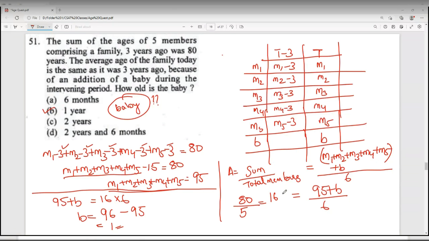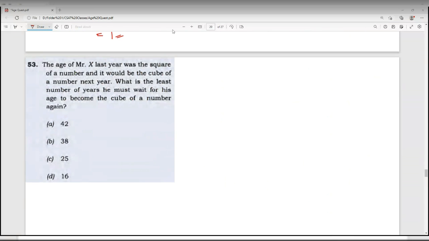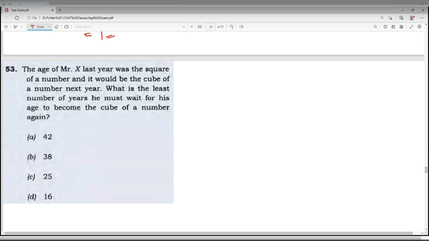So if everyone has understood this, we'll move to the next question. Okay, then we'll move to the next question. I'll just zoom it up more. I hope you can see it. So please take 3 minutes to solve this question.